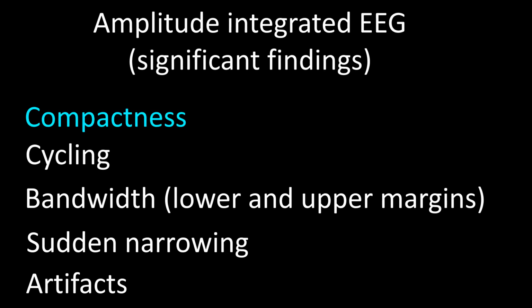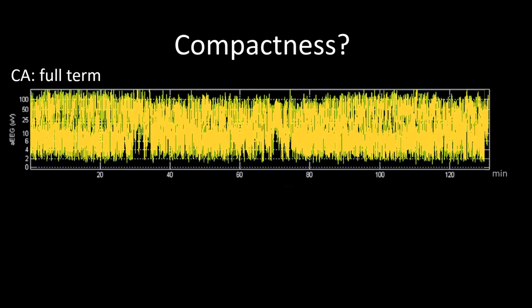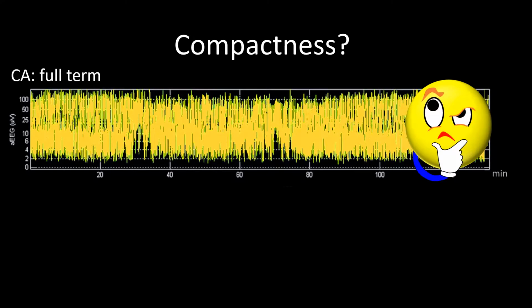The first step in reading amplitude EEG is the evaluation of the strip's compactness. Compactness is evaluated by judging how packed together the individual lines are in the amplitude EEG strip. The verdict must be a binary decision. The tracing is either compact or it is not.